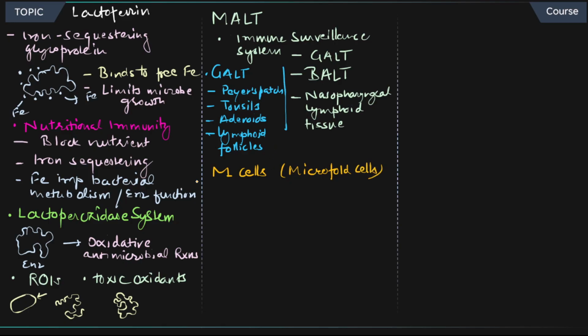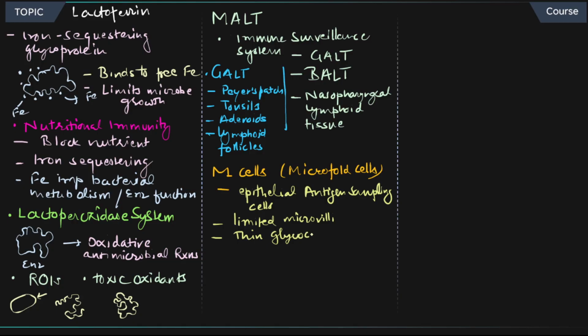Microfold cells, and their role is basically in the immune system. So they are epithelial antigen sampling cells, really important cells. What they do is they sample antigens in our body. They have very limited microvilli. They have a thin glycocalyx. These are the features of these cells. Highly endocytic activity. Endocytic means they take the molecules from the environment. Not eat them up, but take them inside.